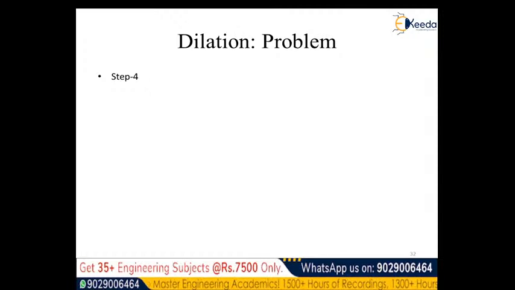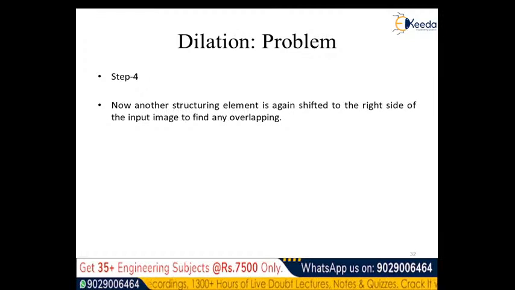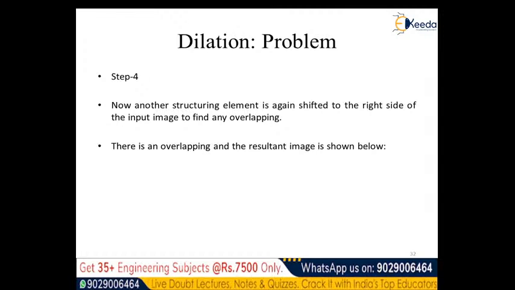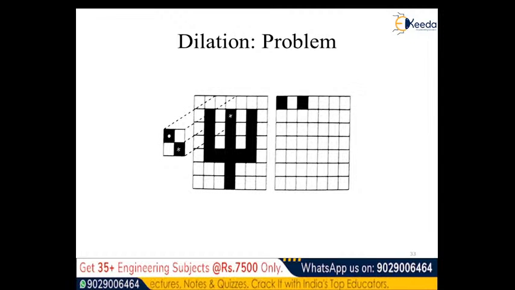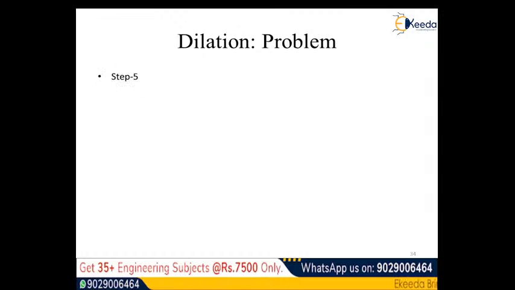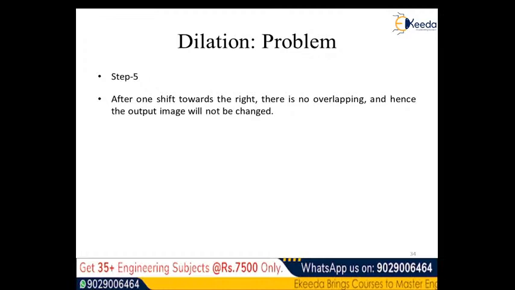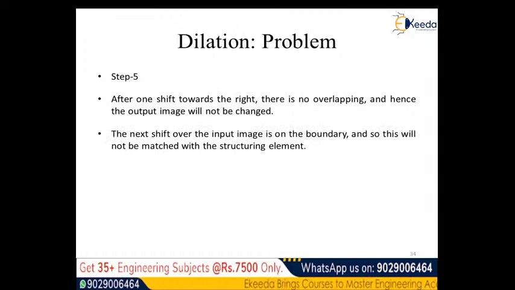Here the structuring element is again shifted to the right-hand side of the input image to find any kind of overlapping, and there is an overlapping, and the resultant image we show. So here we find the illustration. Here we have the next illustration we have to go for. We also discussed step number 5. After one shift towards the right, there is no overlapping and hence the output image will not be changed here.